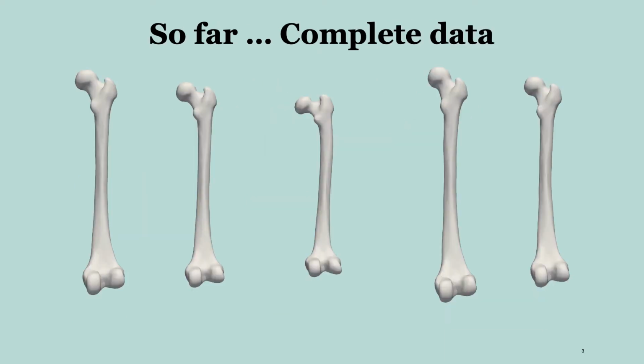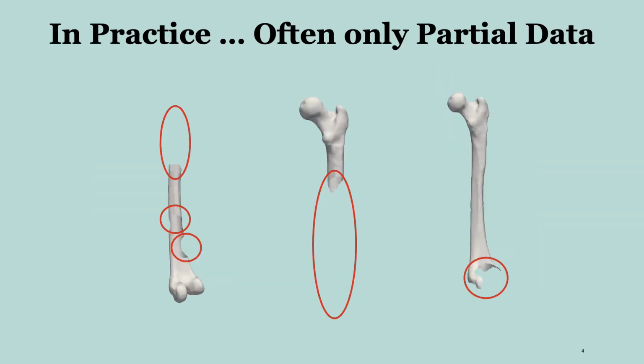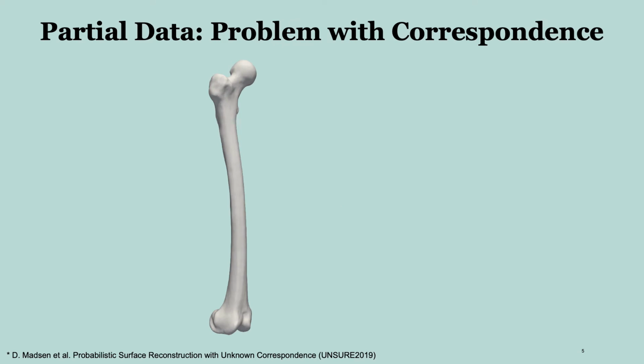So what problems are we facing when our dataset goes from complete data to partial data observations? Using partial data observations to build statistical models is especially useful within the medical domain. So the first problem we are encountering with partial data is possibly large uncertainties in the correspondence.